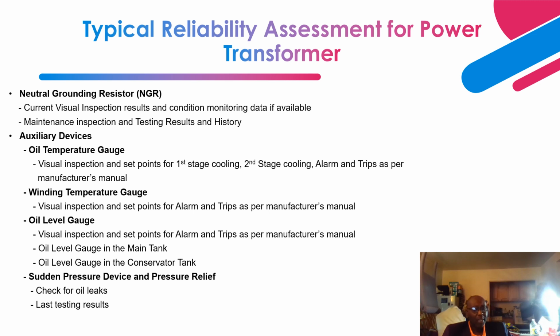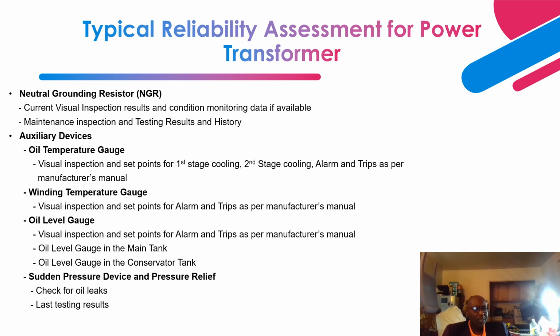Next is the oil level gauge, right? On the oil level gauge, you perform a visual inspection similarly, to make sure that it is visible from the ground level, and that the set points for the alarm and trip level are as specified by the OEM. Then you have to check the oil level gauge on the tank. And sometimes you can have an oil level gauge on an on-load tap changer as well.